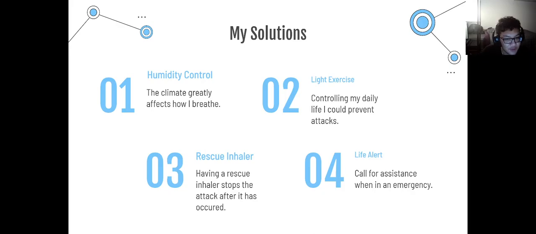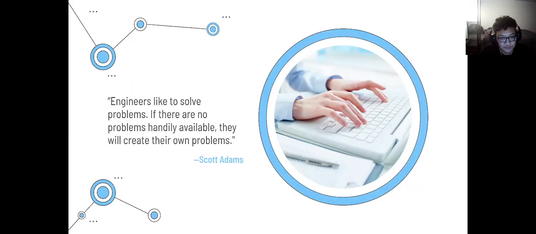There were a couple solutions that I had. The humidity really affected how I was able to breathe, and light exercise could also control how I was able to live, since I was fat. I could have a rescue inhaler, and I could have a life alert where it would alert my family that I needed help. But light exercise is a daily life kind of thing, which I really didn't want to do. Rescue inhaler and life alert are more like trying to help me after I have an asthma attack. And so I chose to work on humidity control because that is really what's going to tell me that I can kind of prevent it by being in a favorable situation for myself.